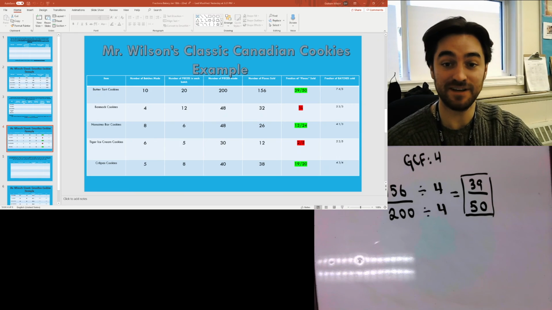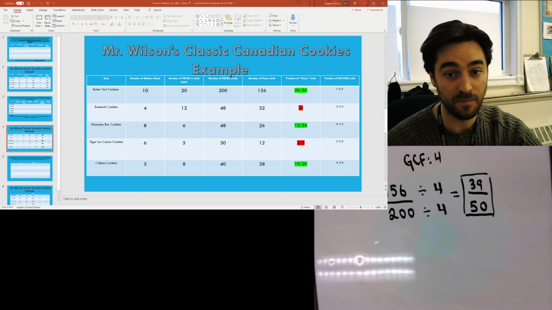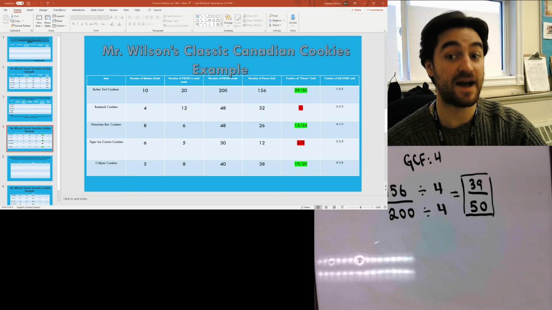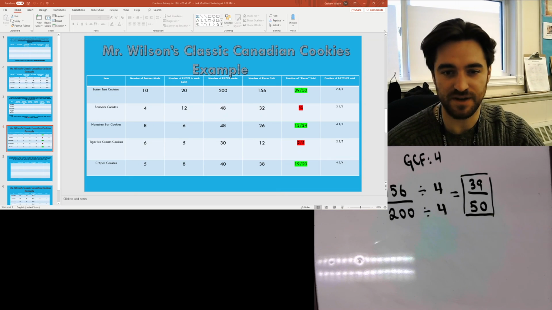And just like that, everyone, I have solved all of my table up to the last one where it says fractions of batches sold. And I'm going to show you guys how to do that after.